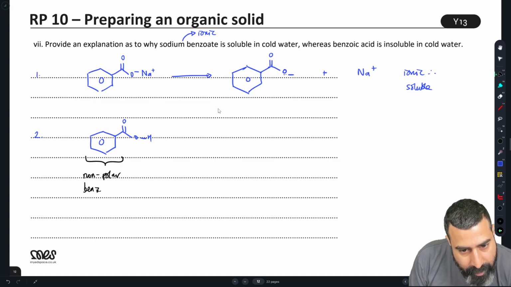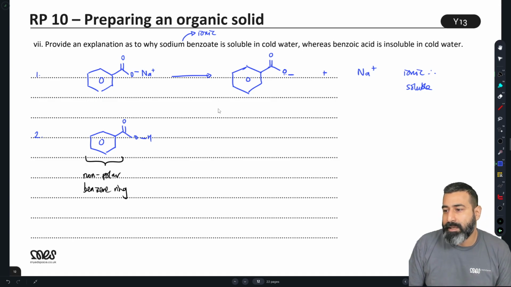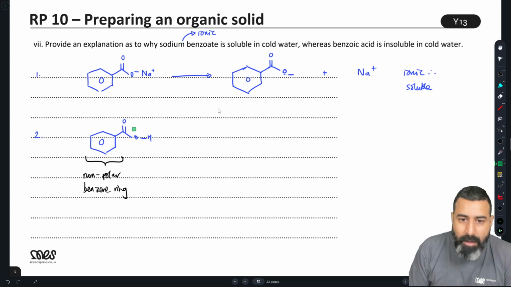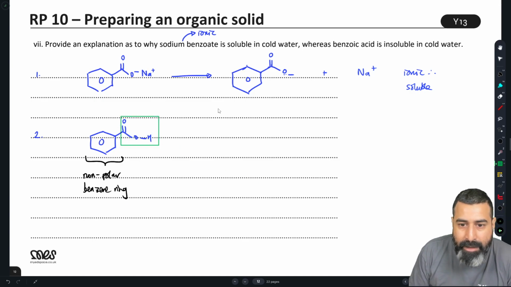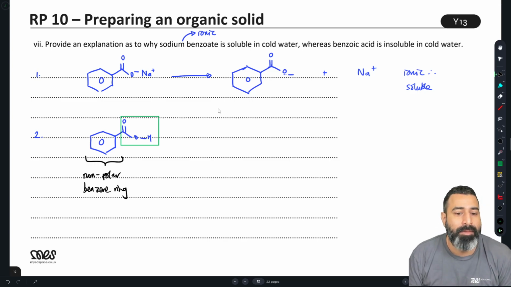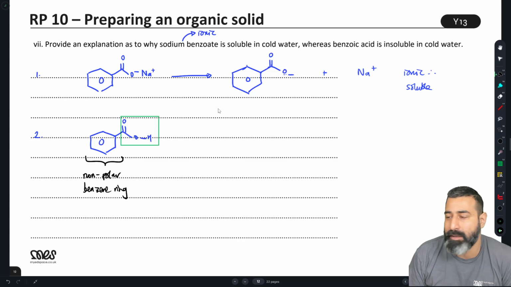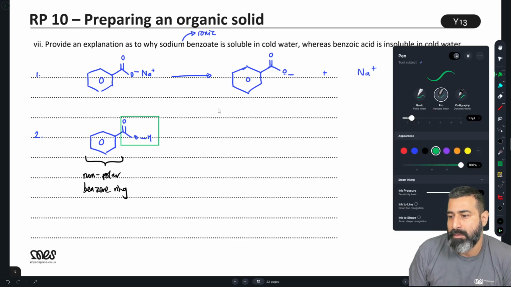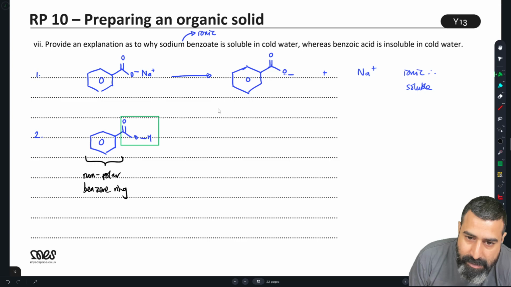Non-polar benzene ring. Now you might be thinking, well, actually, look, you've got a carboxylic acid group there, and surely that can form hydrogen bonds with water. Yes, but then the non-polar benzene ring must be the dominating factor. So yes, this can form.